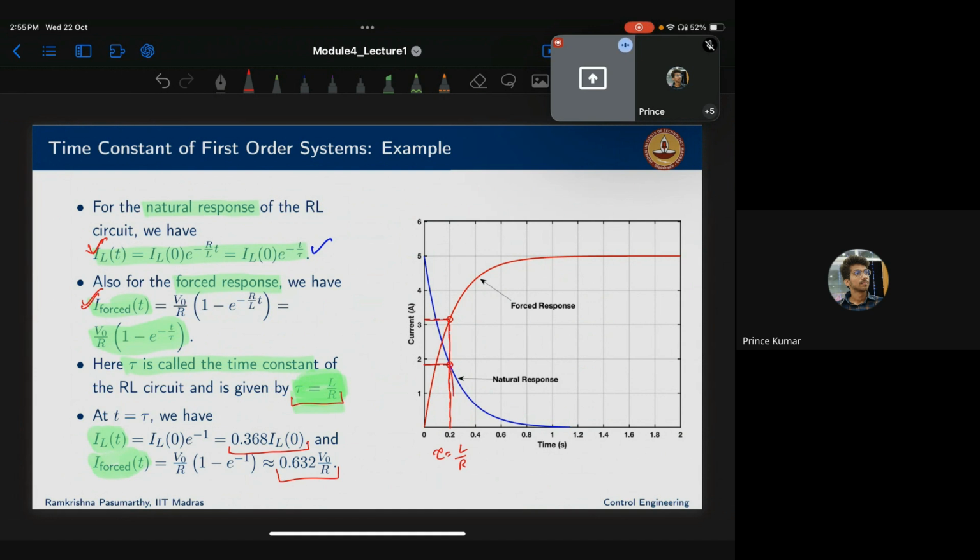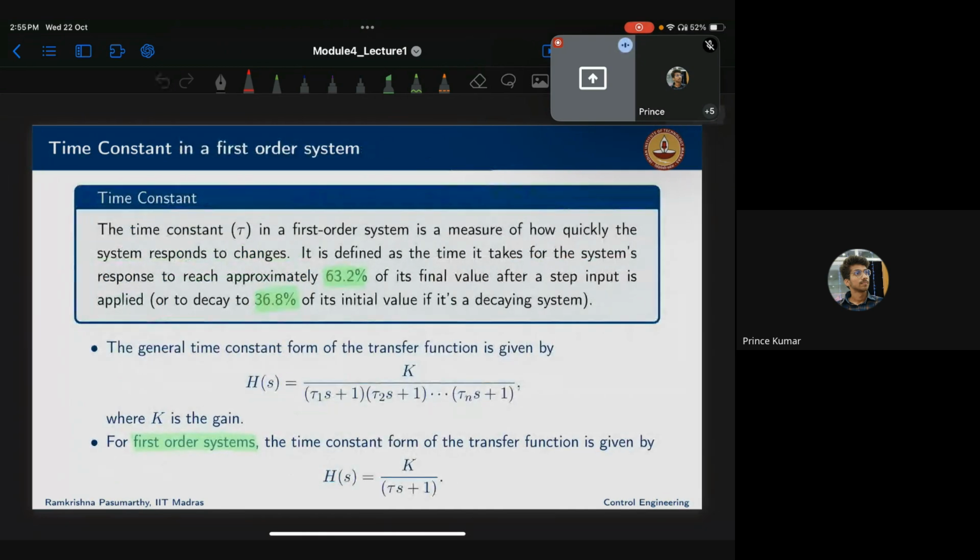So for the same tau value of L by R, this is 0.368, this is 0.632. Now you can define tau as the time taken for the response to reach 0.368 of the initial value, or the time taken for the response to reach 0.632 of the final value. I hope this is clear. That's what the definition says.